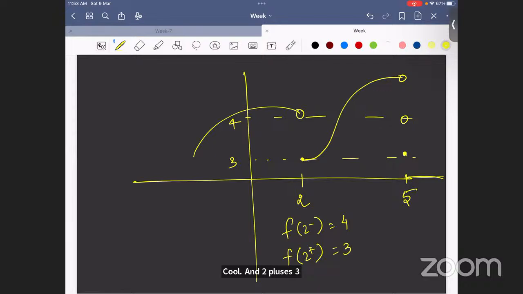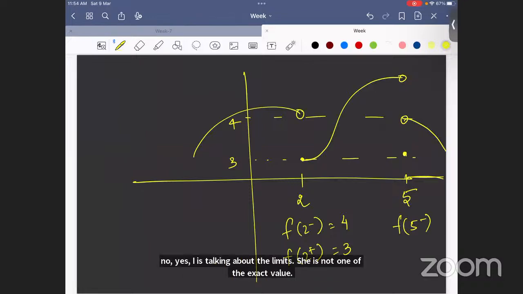Okay, what about 5? From the negative side, the limit at 5 is like 5. Sir, it doesn't exist? No, sir is talking about the limits, so it's not talking about the exact value. And from the plus side at 5, it's like 4, but the functional value is 3 at 5.